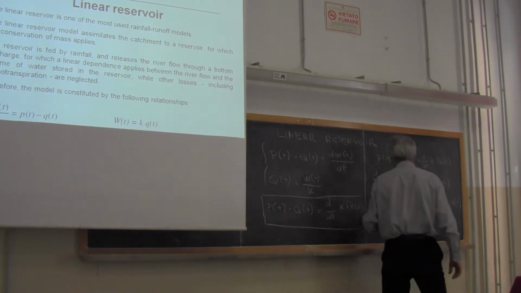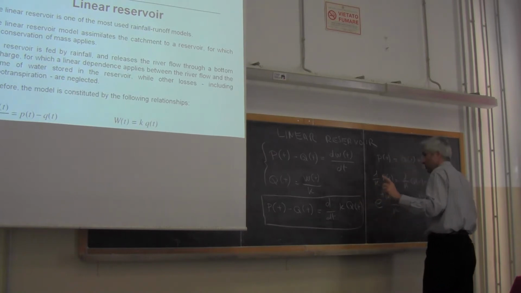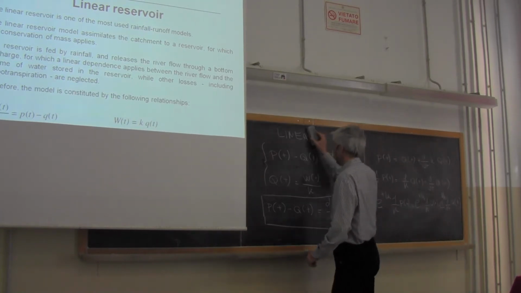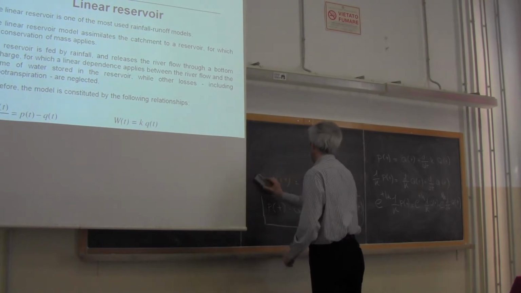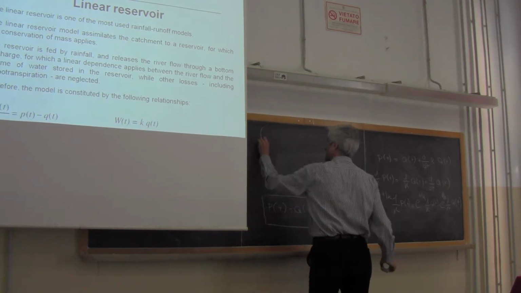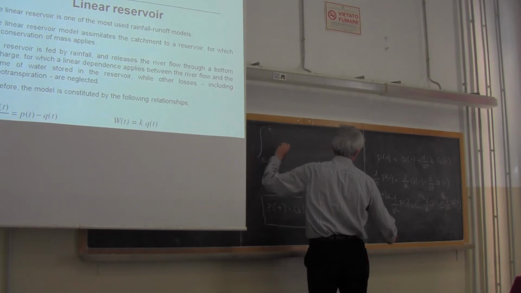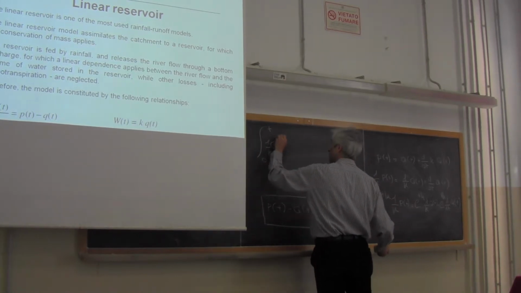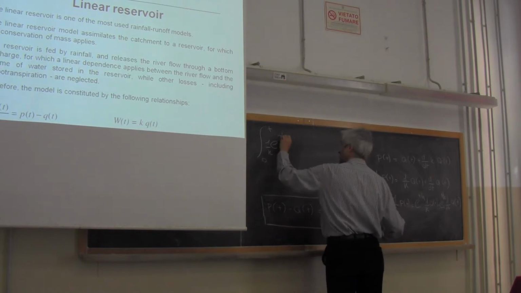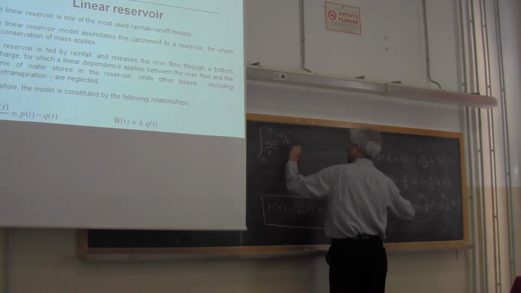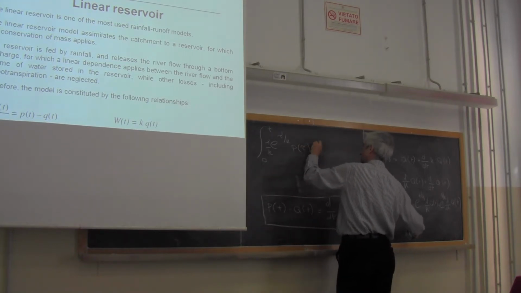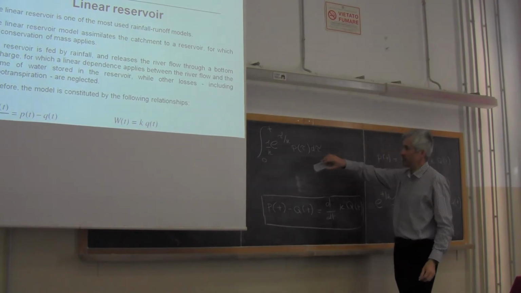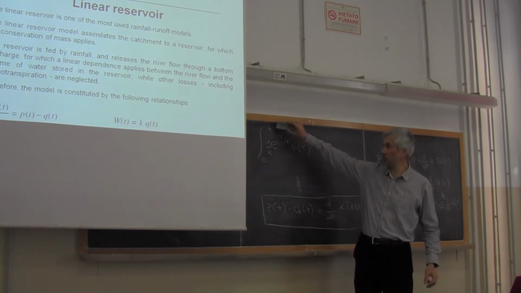So, let me just put the integral sign. Let me go here, otherwise you don't see. I just put the integral sign, integral between 0 and t of 1 over k, e to the power of tau over k, Q tau d tau, where tau is varying from 0, fixed, to t, fixed.